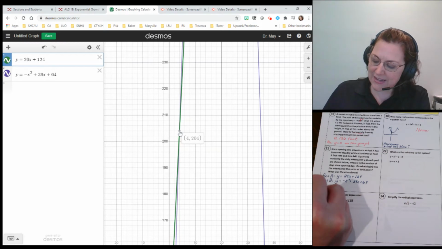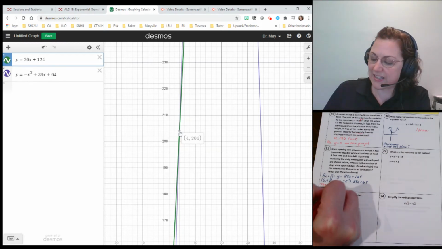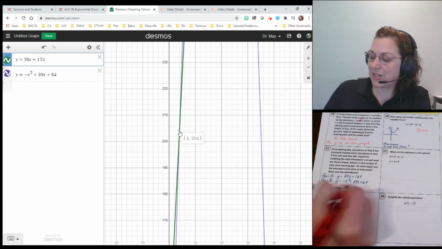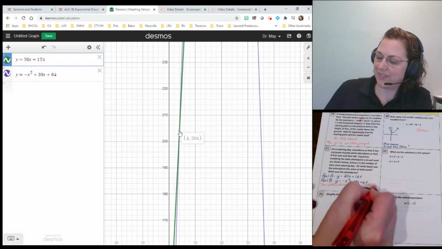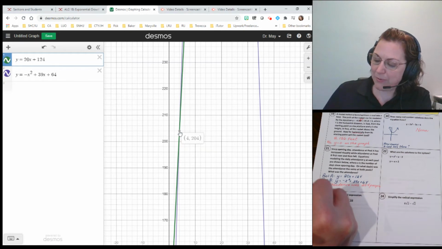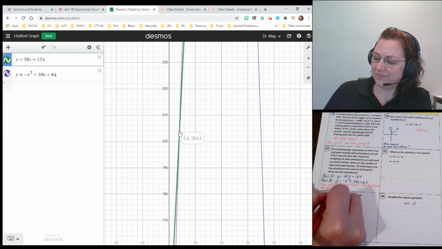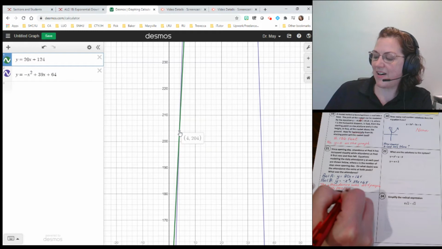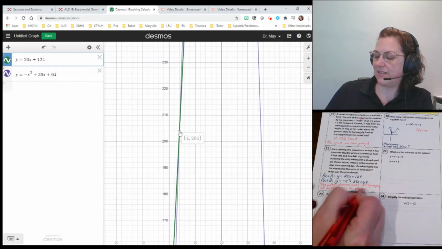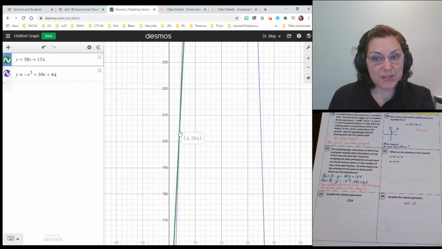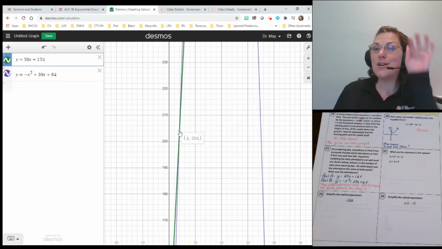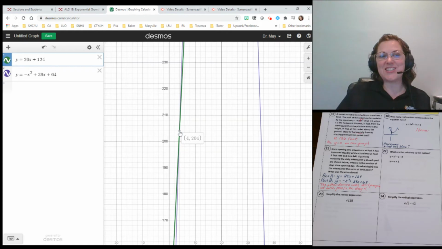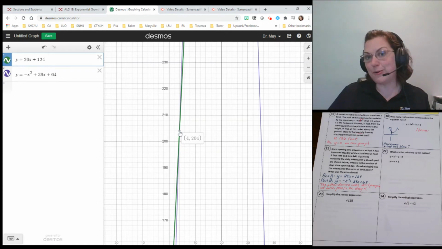So the attendance was 204 people at both pools on day 4. Now, remember, Desmos is your friend and is going to do a lot of the heavy lifting here, but you've got to know to zoom out, to drag it till you see that intersection. All of those good things are for you so that you can use Desmos properly.